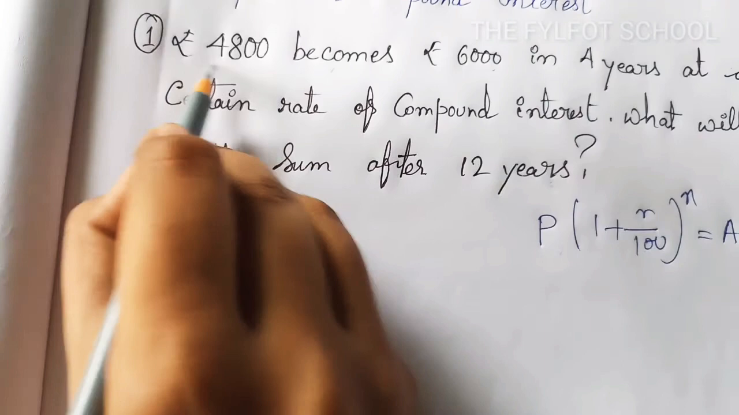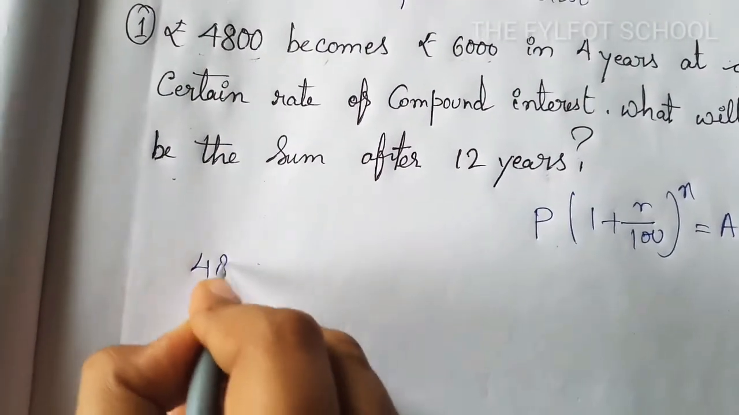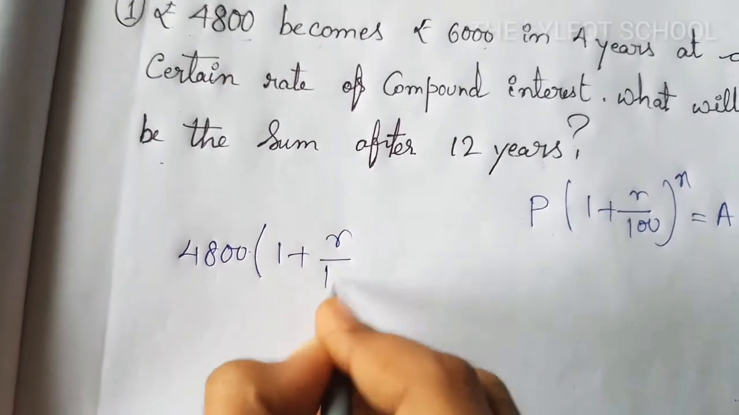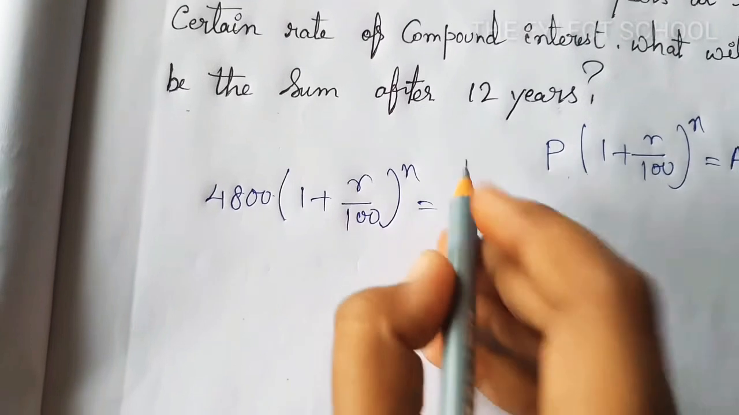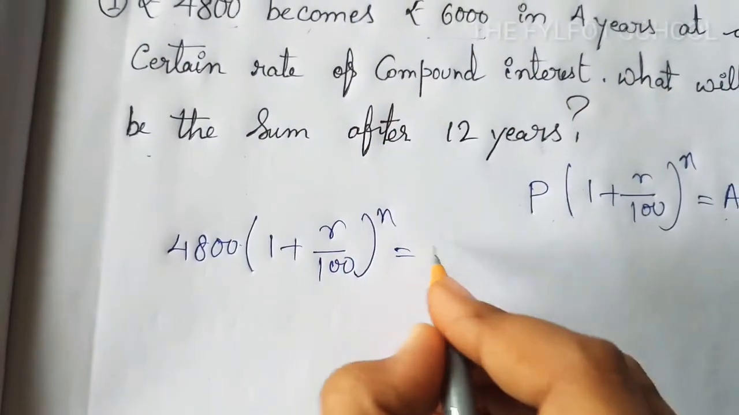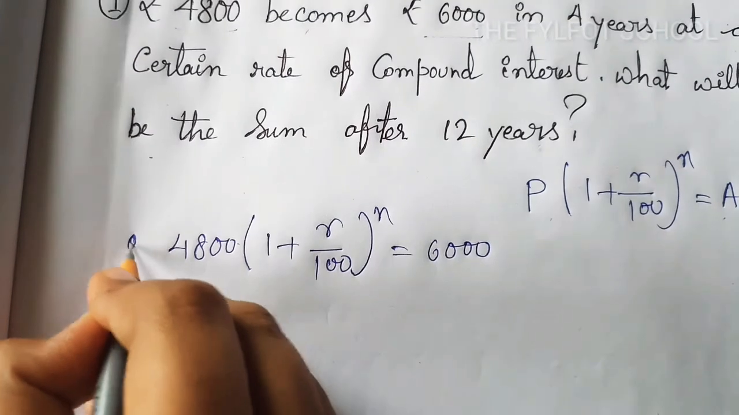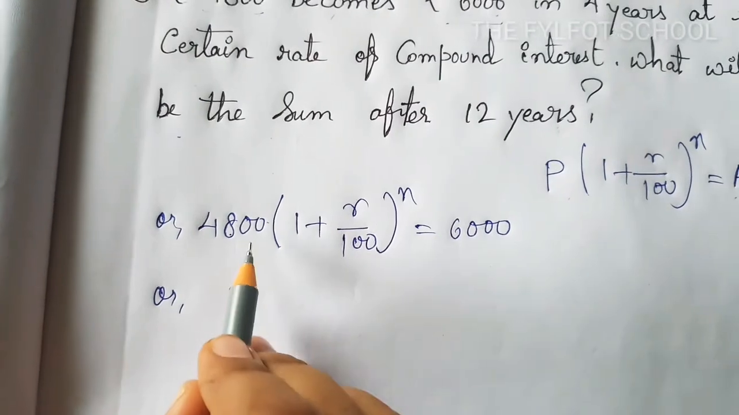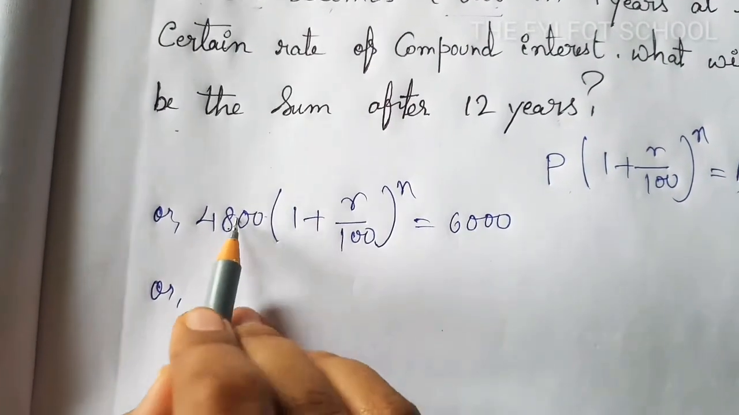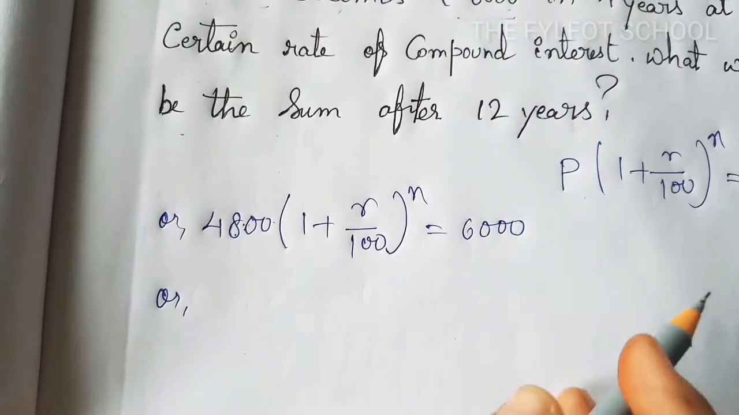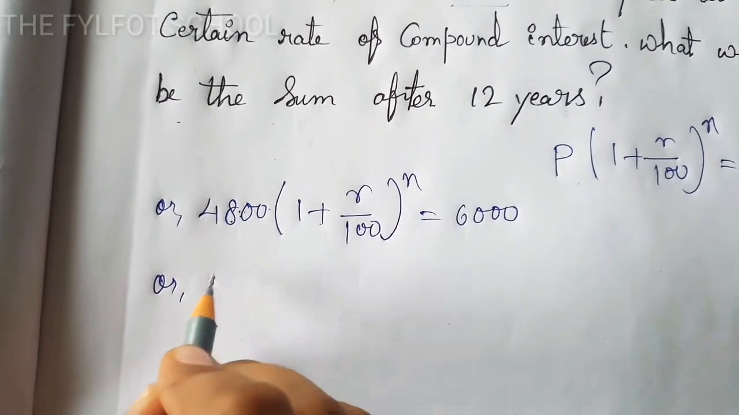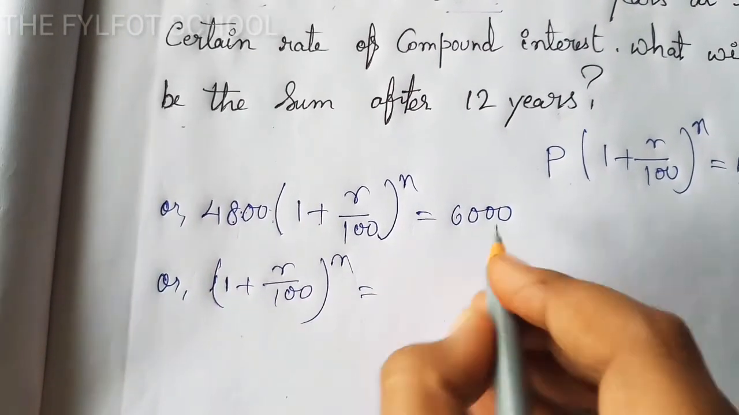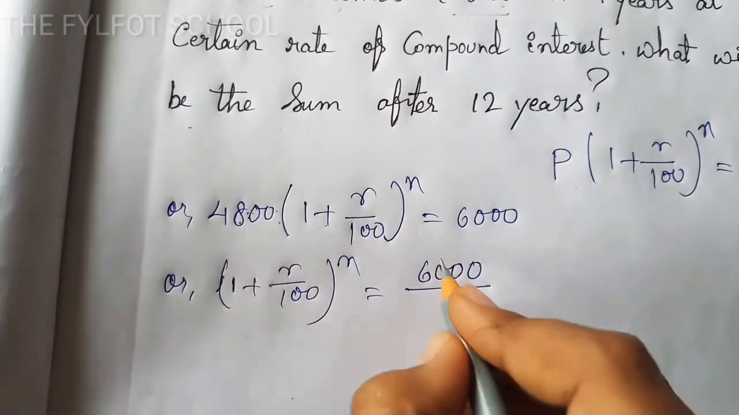So by this formula we have to put our question. Here is P, so P is 4800, and this will remain as it is: (1 plus r by 100) to the power n equals our amount. The amount is 6,000. So next, what was the next step? The principal will go here, because most of the time the principal goes there. So r by 100 equals this will come here.